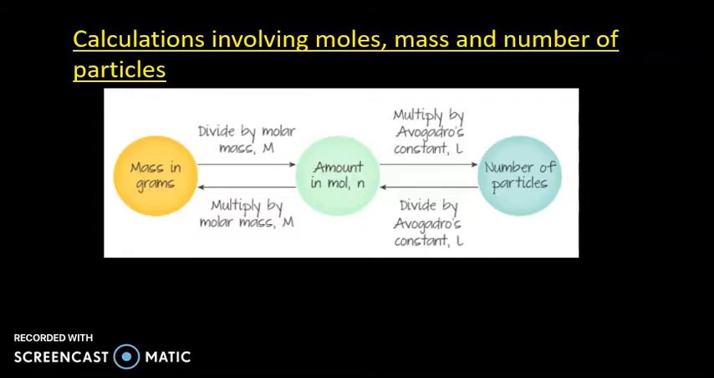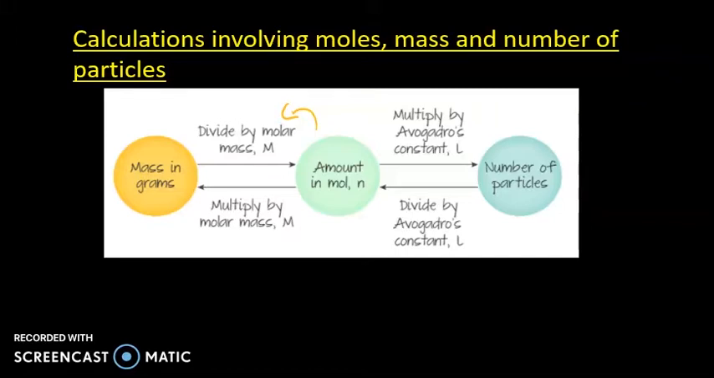So we are now ready to look at the relationship between the number of particles, amount in mole, and the mass in grams. So how do we convert mass in grams to the number of particles? As you can see, we have two ways, one going from left to right and the other one right to left. So the left to right one, to go from mass in grams to amount in mole, you have to divide the mass by the molar mass. And after getting the n from this calculation, you can multiply the amount in mole n by the Avogadro constant to give you the number of particles.